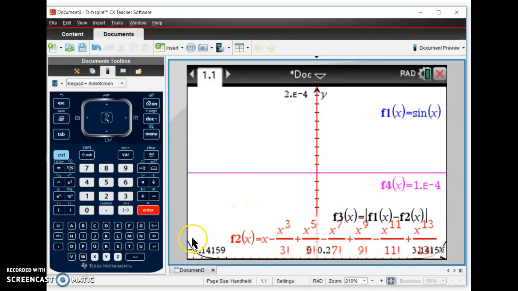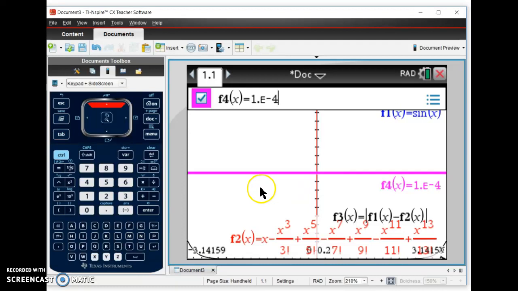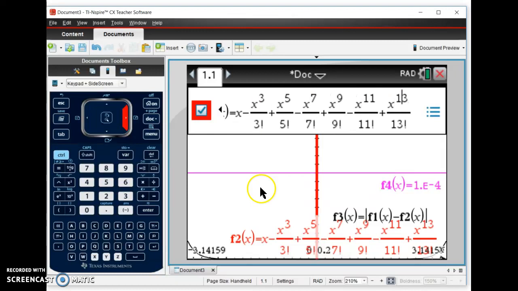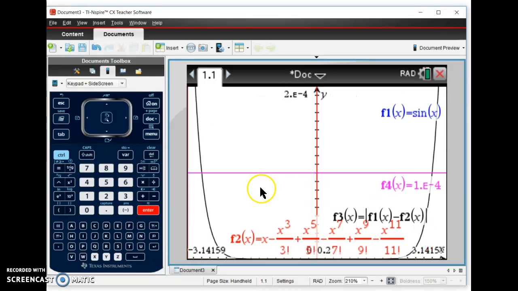Okay, now it looks like my error, which is way down here, is small enough. It's below that pink line on that whole interval. I don't know for sure if I put too many terms in there. So if I wanted to check to make sure that I didn't put too many terms in, I could take this 13th term off. And it looks like 11 is not good enough.